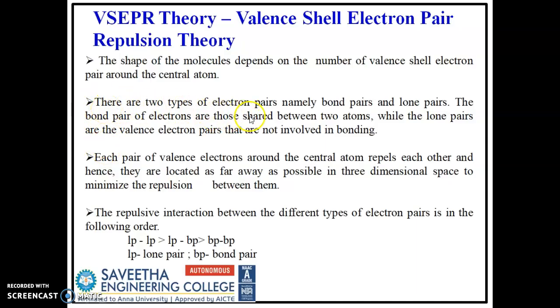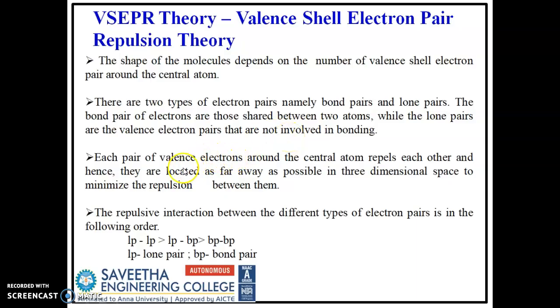There are two types of electron pairs, namely bond pair and lone pair. The bond pairs of electrons are those shared between two atoms, while the lone pairs are the valence electron pairs that are not involved in the bonding.